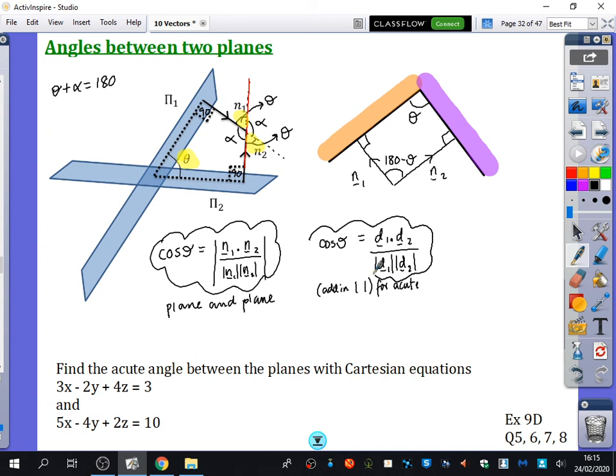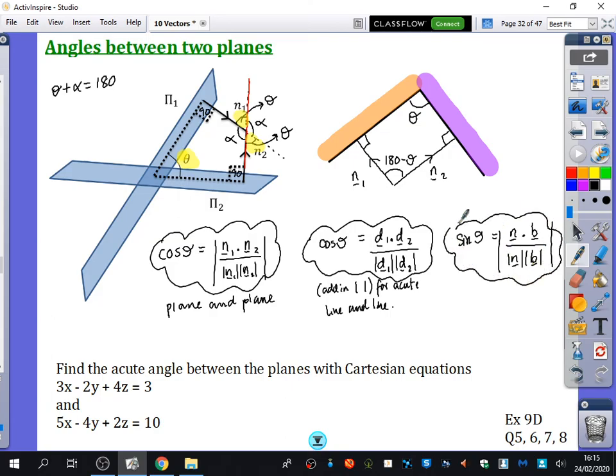And what does this one tell us about? 2 lines. So this is a line and a line. And sine for line and plane. And then it's going to be sine theta. What were the things that we had inside for sine though? We had n dot b. For some reason we've got direction there as b and the direction here is d, but it doesn't really matter. Over modulus of n, modulus of b, and we do the modulus of all of it. So that is the line and a plane.